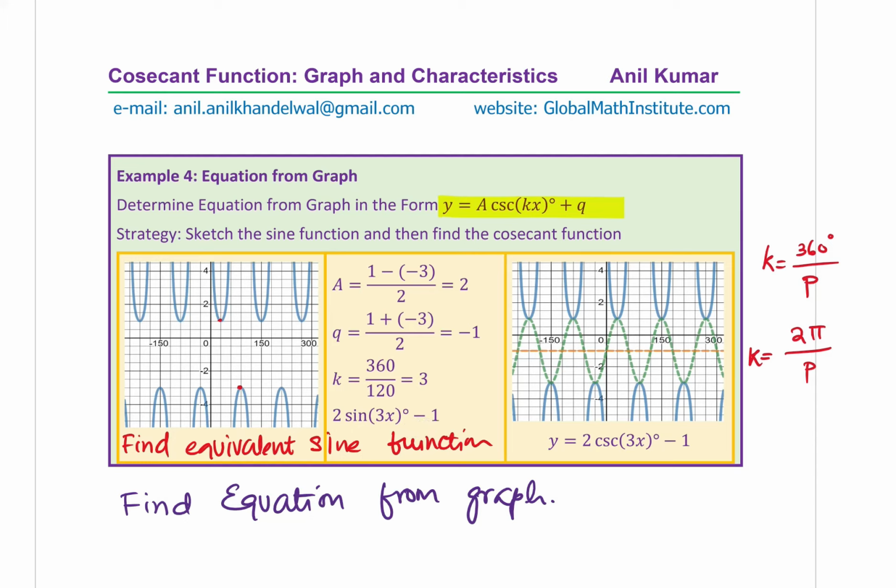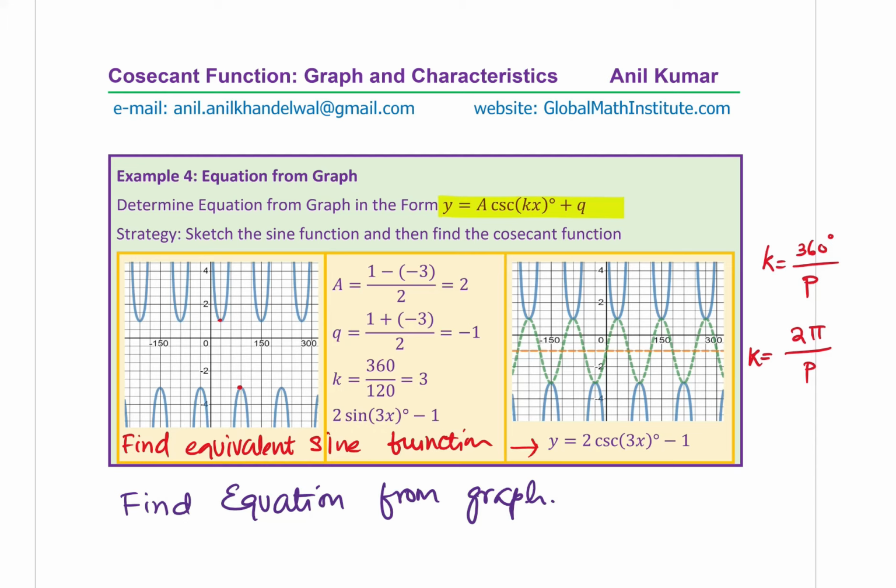So for the cosecant, replace sine with cosecant and everything else remains exactly the same. So this is the equivalent value for the cosecant function, right? That is how we get our equation from the graph for the cosecant function.